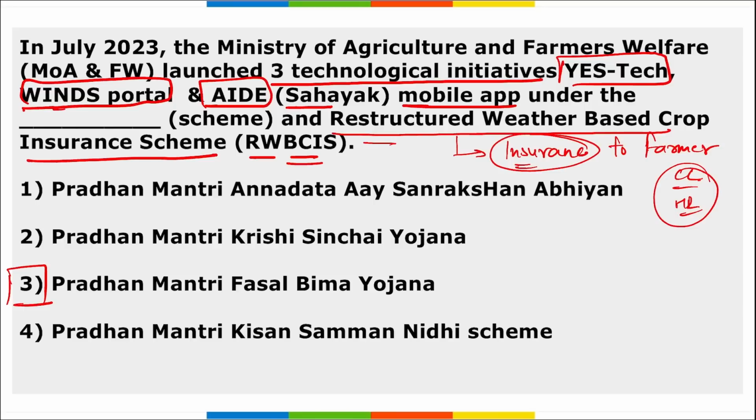What is the WINDS Portal? It is Weather Information Network Data System. I repeat, Weather Information Network Data System. And the third is the Sahayak mobile application. And correct, the basic aim of these initiatives was to help the farmers, to provide them the right weather data, to provide them with various insights on how they can increase their yield as well as their earnings.